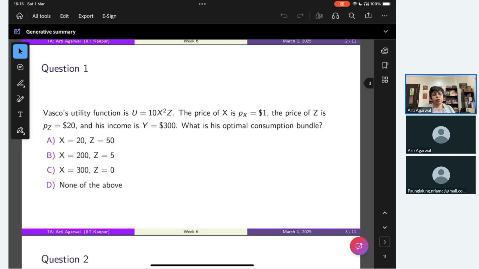So Z equal to zero is definitely not going to be an option, because no matter how much you consume of X, without Z, your utility is still zero, right?